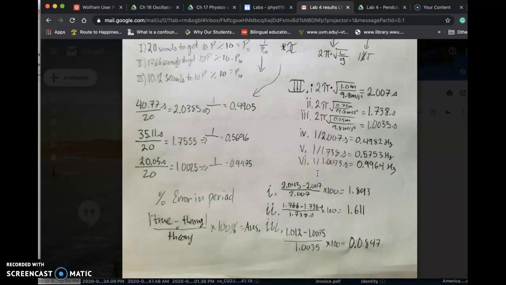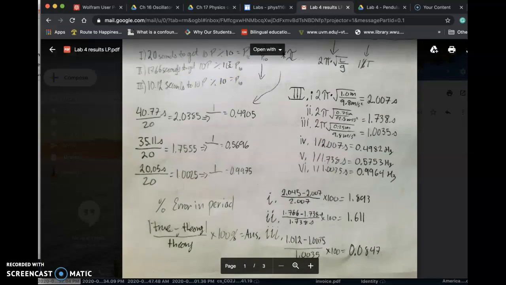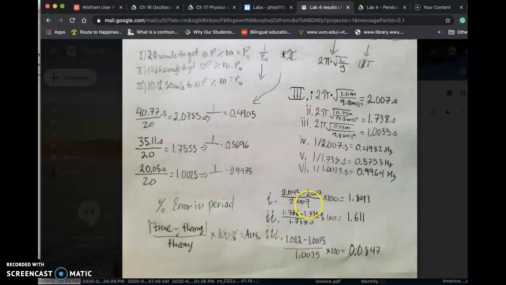In this case, we take 2.045, which is what we measured, and then we take the theory value, divide by that theory value of 2.007, and we find that the error was 0.189%. And this is good within acceptable margins. In order for something to have an acceptable percentage of error, it has to be between 0 and 5%. And this falls well within those margins.